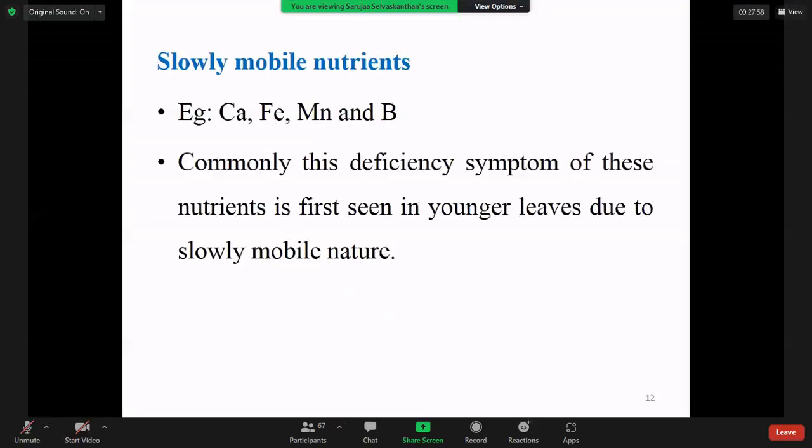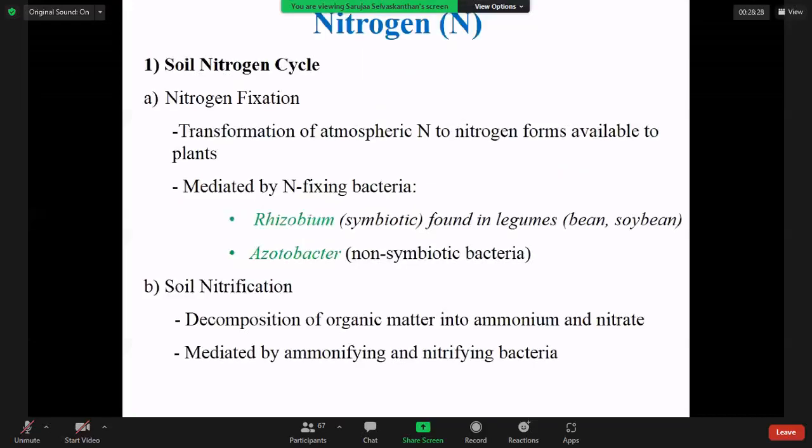Because they are slowly mobile in nature. If the nutrient moves from the older leaves to the new leaf, if it is highly mobile and available, the deficiency symptoms occur in the older leaf. If it is slowly available, the deficiency symptoms will definitely occur in the younger leaves. Clear? Yes, ma'am. Okay, first we will see about nitrogen.